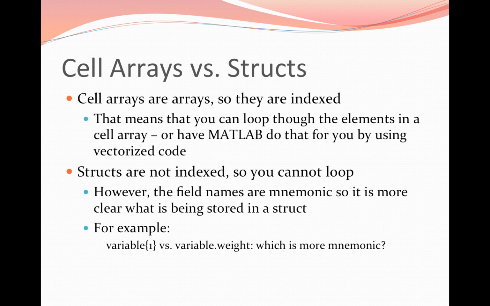So cell arrays and structures, they're both used to store different types of values. So when would you use one versus the other? Cell arrays are arrays, so that means they're indexed. So what that means is that you can loop through the elements in a cell array, or have MATLAB do that for you by using vectorized code. Structs, on the other hand, are not indexed, so you cannot loop. However, the field names are mnemonic. They make sense, so it's more clear what's actually being stored in a struct. For example, if you had variable curly braces 1 versus variable dot weight, which one is more mnemonic?